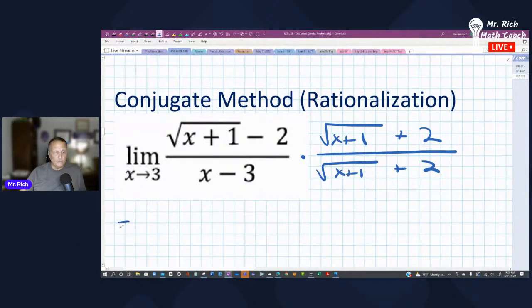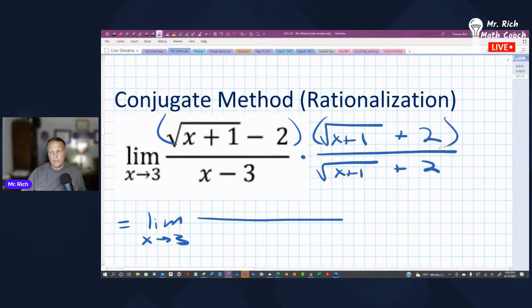Now, what I'll do is execute that multiplication. This is a binomial. This is a binomial. And the great thing about multiplying two conjugate binomials is I know that the outer and inner products are going to cancel each other out. So I just need to multiply the two first terms and the two last terms. So root x plus 1 times root x plus 1 is just x plus 1. Negative 2 times a positive 2 is a negative 4.